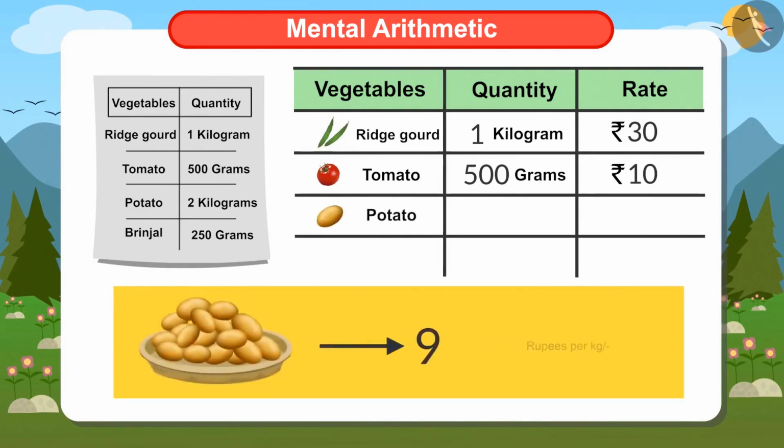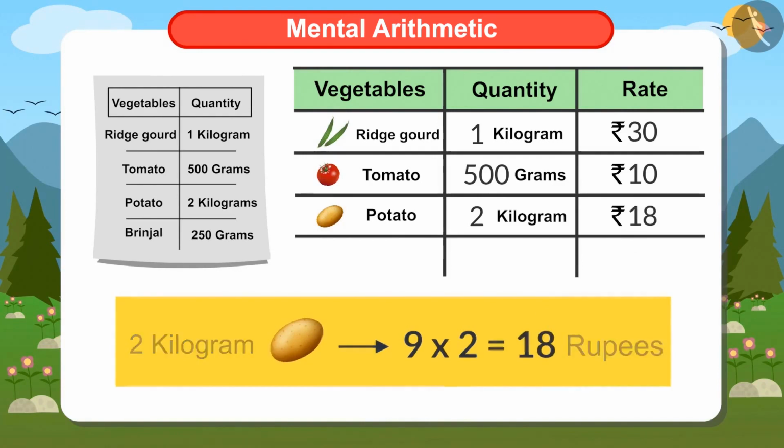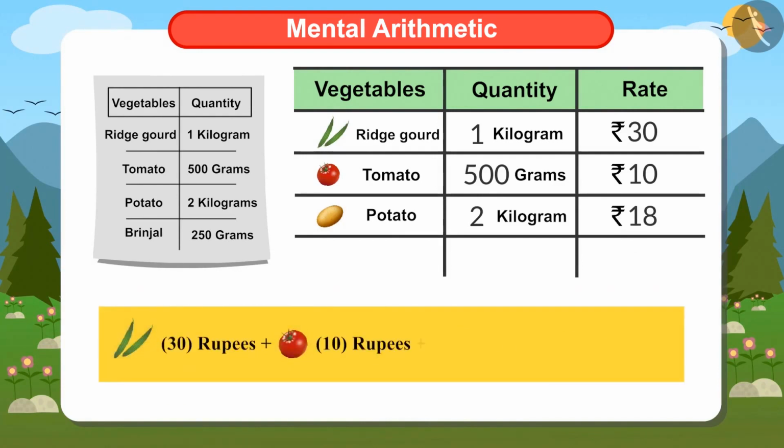Potatoes are 9 rupees a kilo, and I have bought 2 kilos of potatoes. To find the cost of 2 kilos of potatoes, I have to multiply 9 by 2. 9 twos are 18. That is, I have to pay 18 rupees for potato. I will also add this to the price of ridge gourd and tomato, and the answer is 58 rupees.